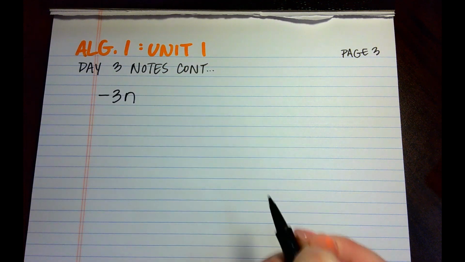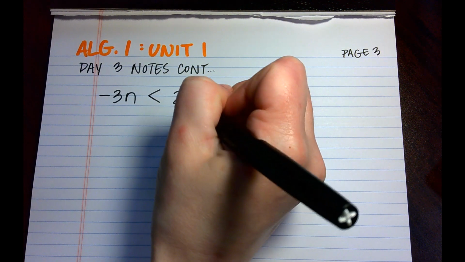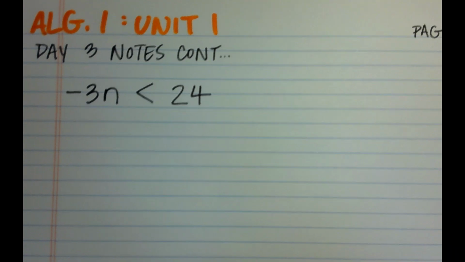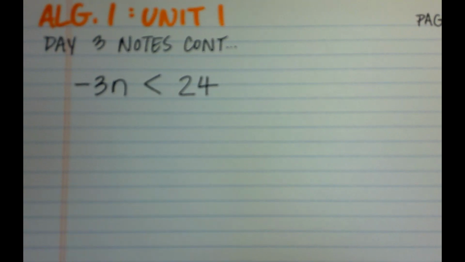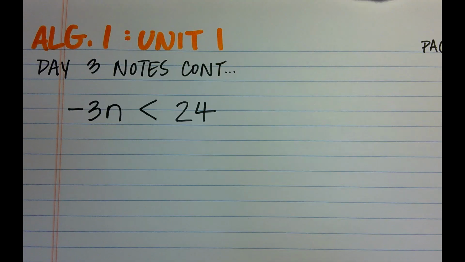Negative 3n is less than 24. How do I solve this? Page 3. What am I gonna do here? Divide by negative 3. Divide by negative 3.